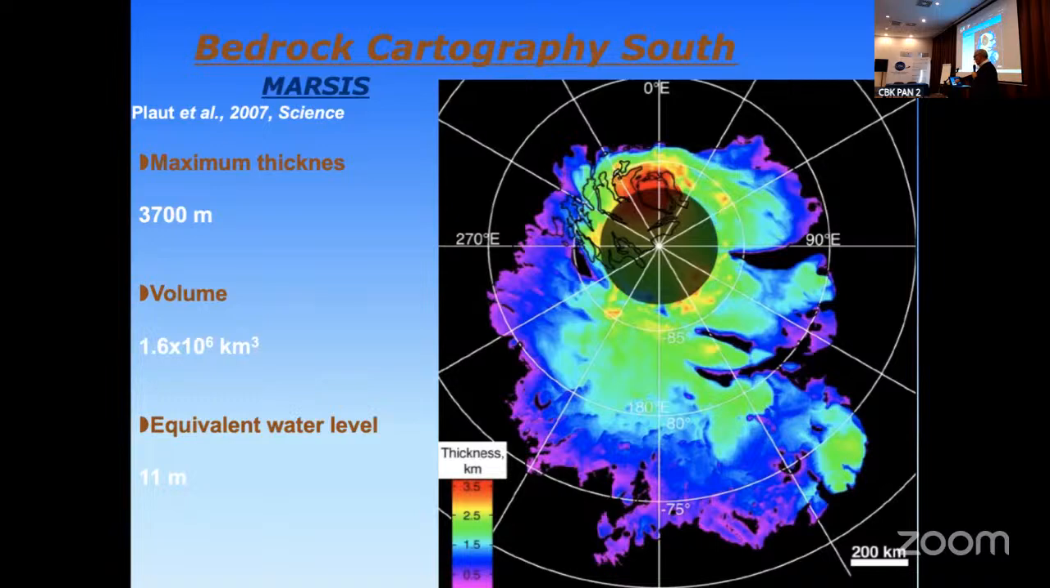It's a big volume, 10 to the 6 cubic kilometers of ice on the polar cap, which will give an equivalent water of the order of 11 meters. If you distribute this water over the whole globe of Mars, it will be 11 meters of water.